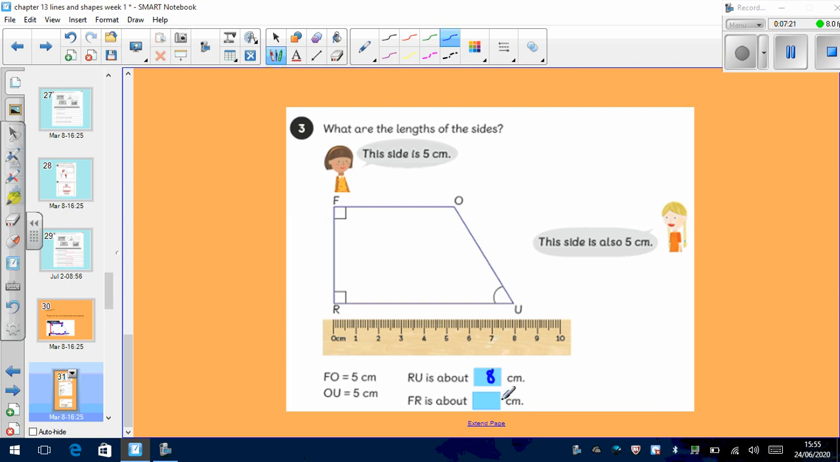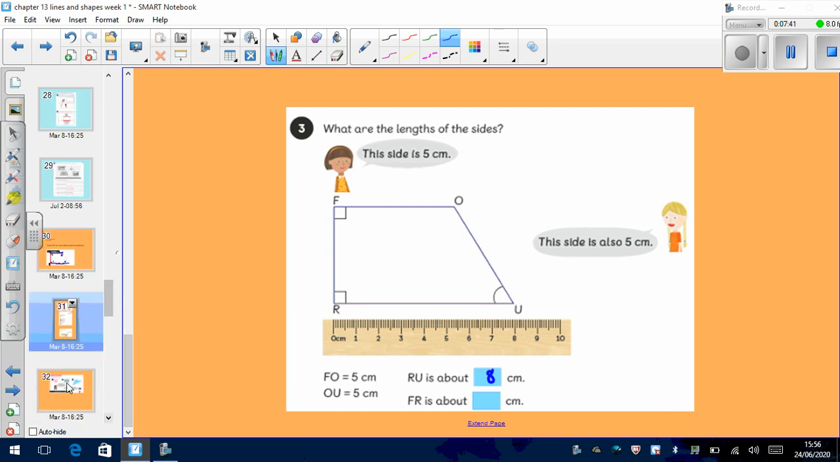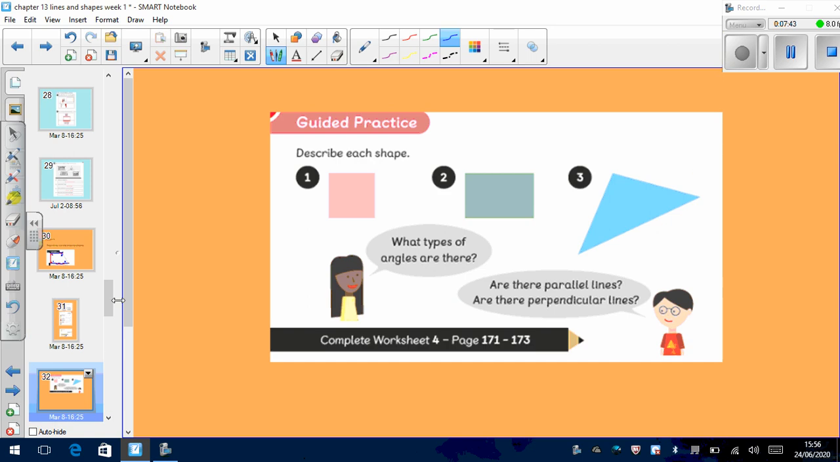And FR is about... now we can't actually measure that because I can't move this ruler. I don't think I have one on my tools, no. So let's assume, just by looking at this line here, it is about the same as that line there. Okay. Right.